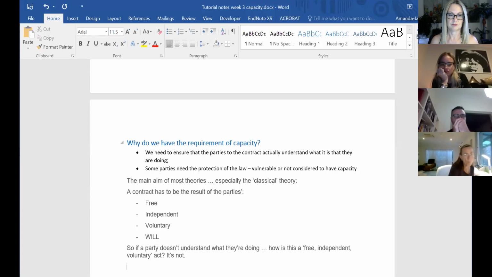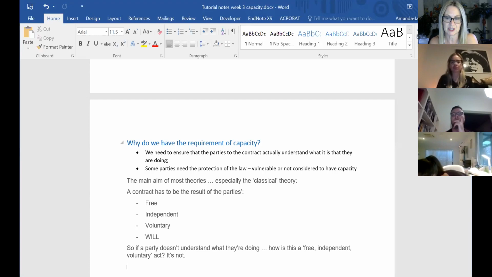Okay. So in terms of theory, in terms of the bigger question, all of the major theories look at capacity, because all of the major theories require the parties to know what they're doing in order to exercise a decision, don't they? So before you can have a contract that's a result of the will of the parties or the promise of the parties or the consent of the parties, they have to know what it is that they're willing or promising or consenting to, okay? So in terms of theory, that's where capacity slots in.